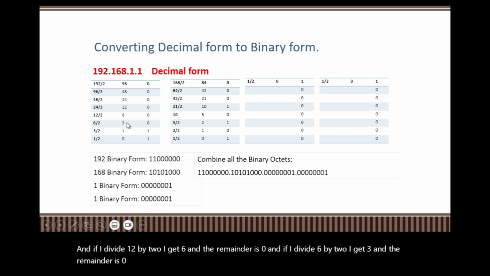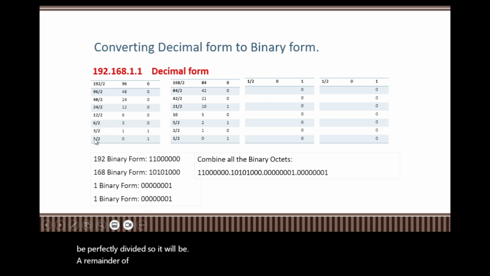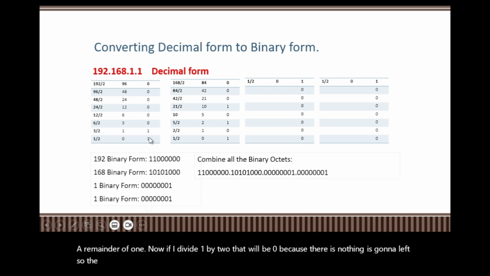Now, if I divide 3 by 2, I get 1, and the remainder is 1, because it's not going to be perfectly divided. Now if I divide 1 by 2, that will be 0 because there is nothing left, so the remainder is 1.